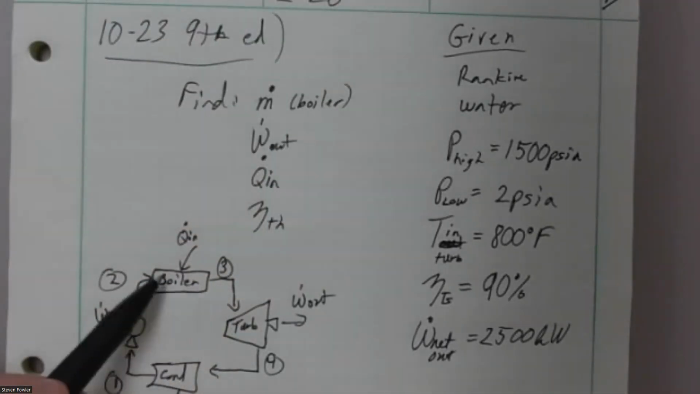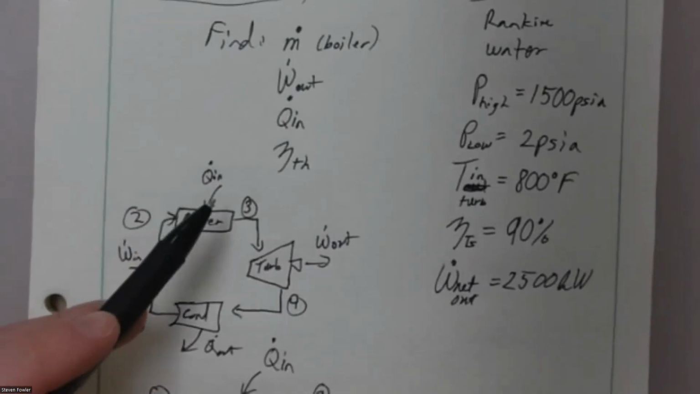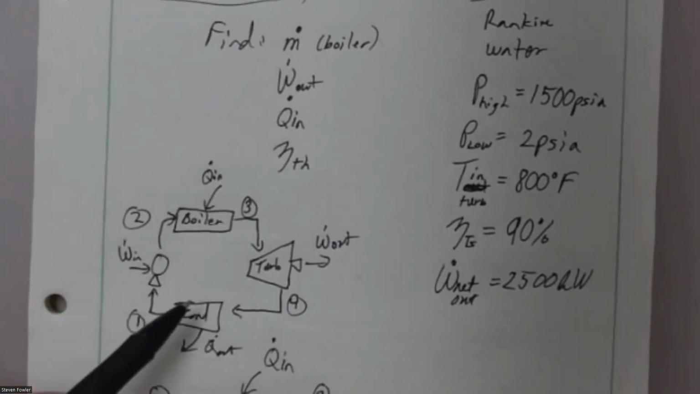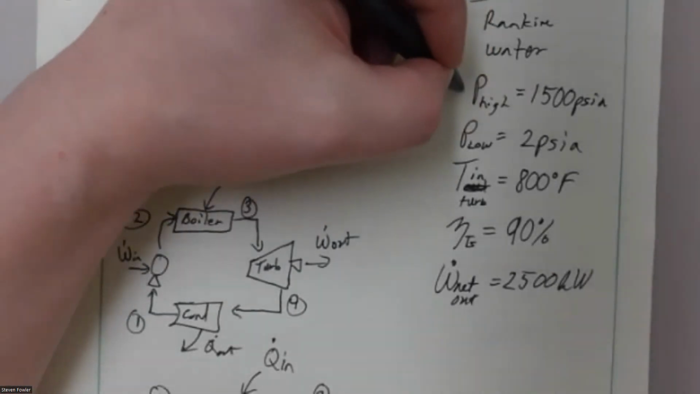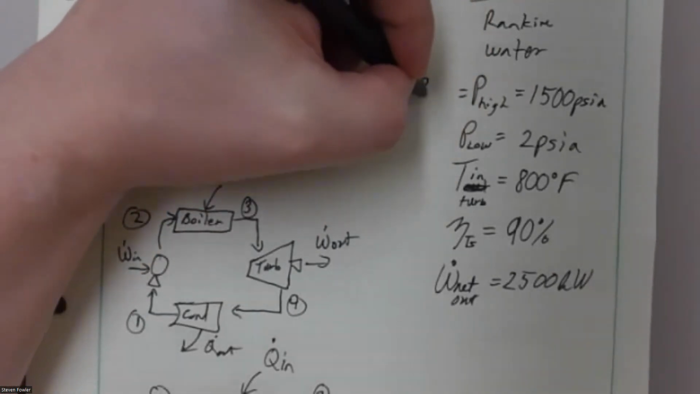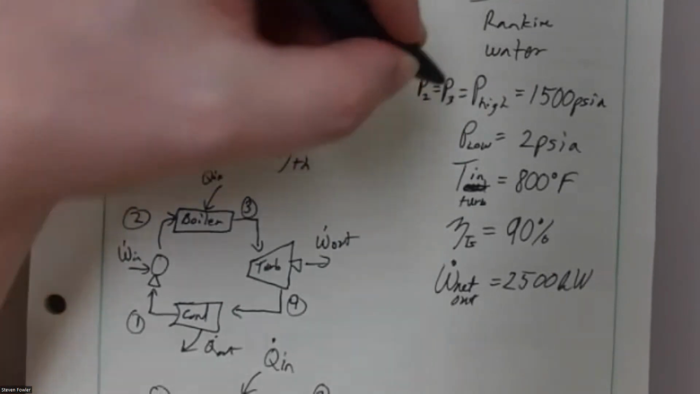This is my high side. The high side is going to occur in the boiler. The low side is going to occur in the condenser. So they've given me a high pressure. This is P2 and P3.